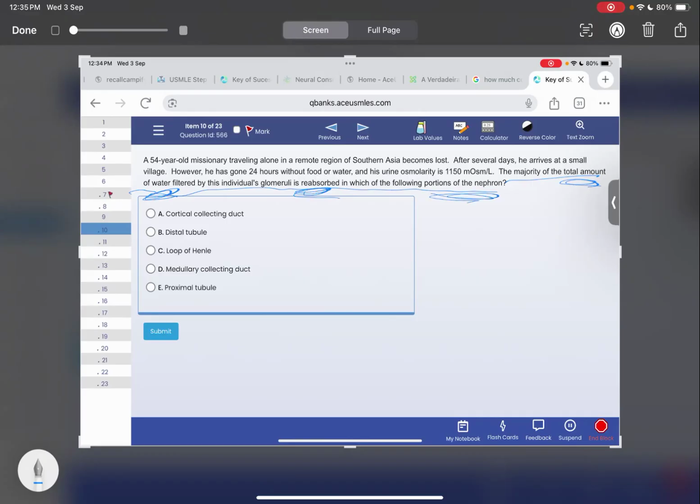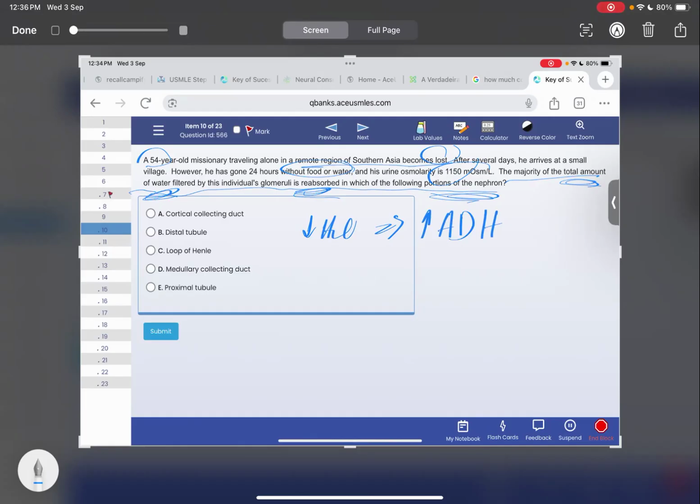Okay. So a 54-year-old man traveling in a remote region of South Asia became lost. After several days, he arrives at a village. However, he has gone 24 hours without food and water. So the overall stem they are saying is, what do we have? Dehydration. What does it lead to? Increased urine osmolarity, and ADH secretion will increase.